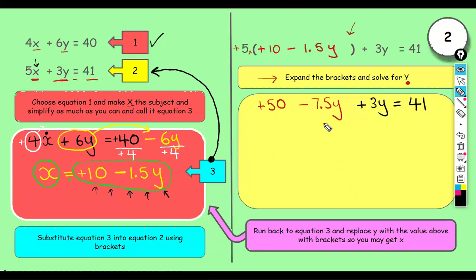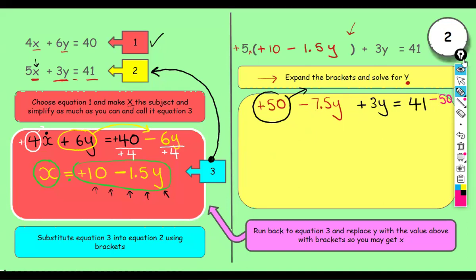So what we're going to have to do now is solve for y. So the positive 50, he's a zombie. Throw him across. You throw across the positive 50 and you'll get minus 50 on this side.